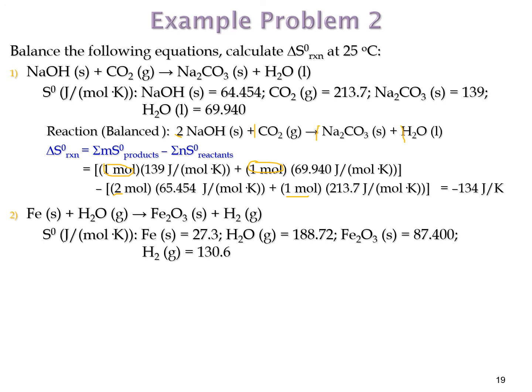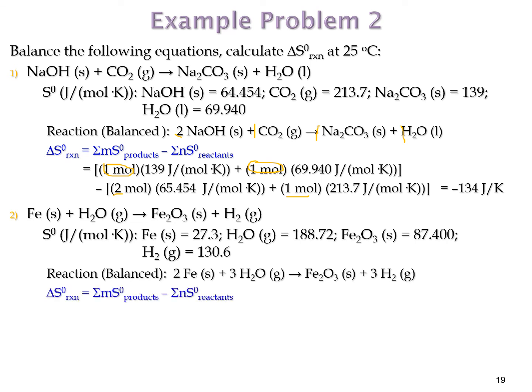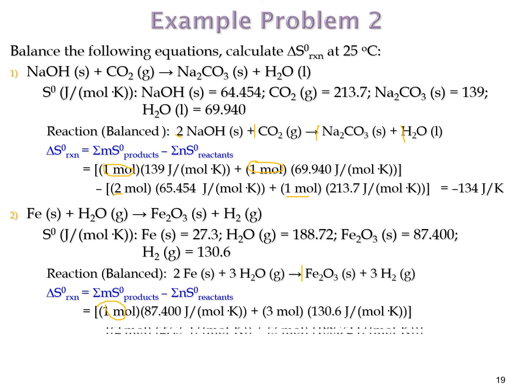For the second reaction, again, make sure that we have this equation balanced, because that makes a whole difference. As we plug those numbers in, remember, we start with the products, so that's 1 here. We got 1 mole. 3 moles of hydrogen, 3 moles of hydrogen, minus 2 moles of iron, 2 moles of iron, 3 moles of water, 3 moles of water. We calculate and get the answer negative 142.2 joules per Kelvin.